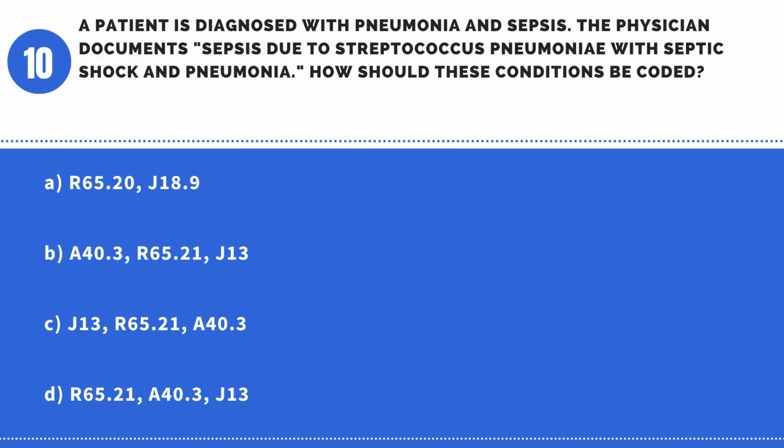Question 10. A patient is diagnosed with pneumonia and sepsis. The physician documents sepsis due to Streptococcus pneumoniae with septic shock and pneumonia. How should these conditions be coded? A. R65.20, J18.9. B. A40.3, R65.21, J13. C. J13, R65.21, A40.3. D. R65.21, A40.3, J13.